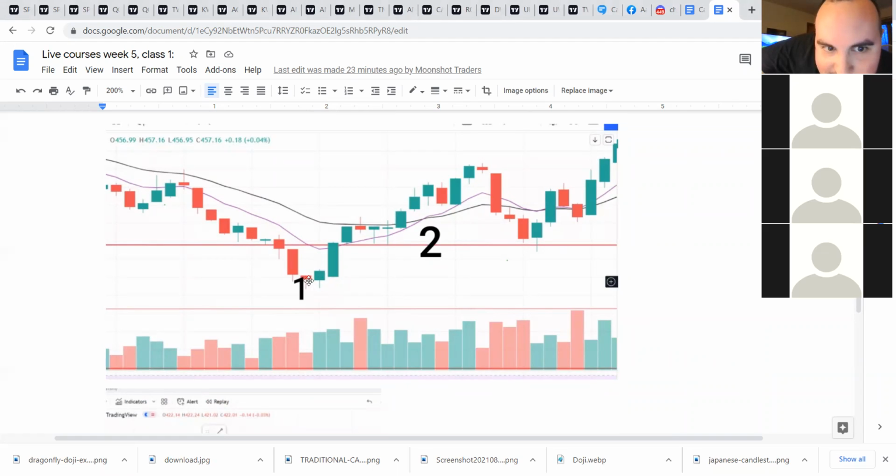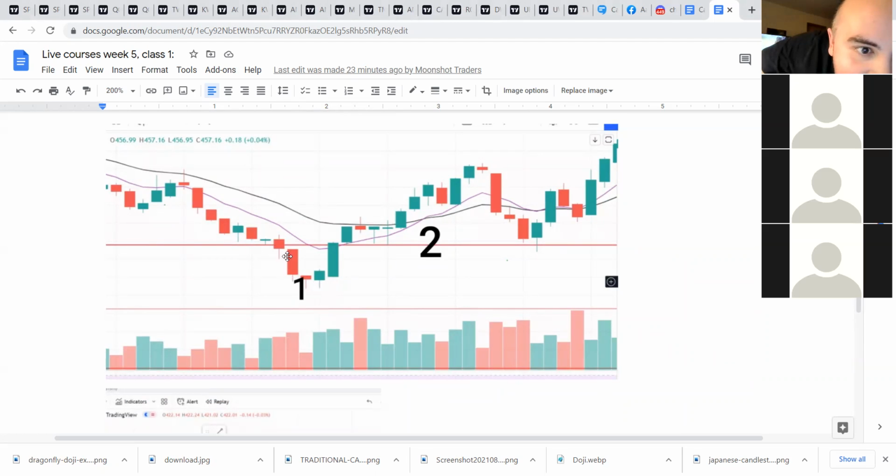Confirmation candle. Look for confirmation, guys. Make sure you're not pissing in the wind. It happens all the time. You're like, okay, great, I got a hammer. Well, that's awesome. What's the next candle? It's a big old red here. You know what I mean?